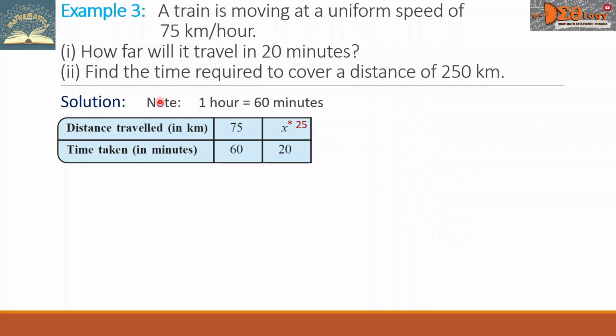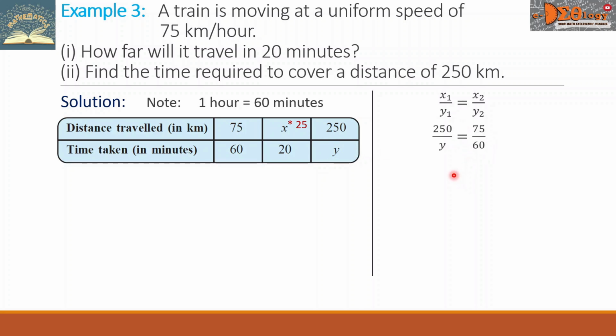Let us now solve for the second question. Find the time required to cover a distance of 250 kilometers. On this table, let us put another column and it becomes like this. We write here 250 and down here is the y corresponding to the time. Using our formula, we substitute the corresponding values and it appears to be like this.